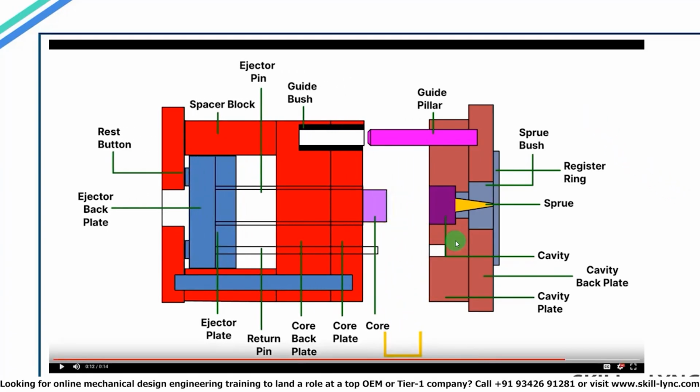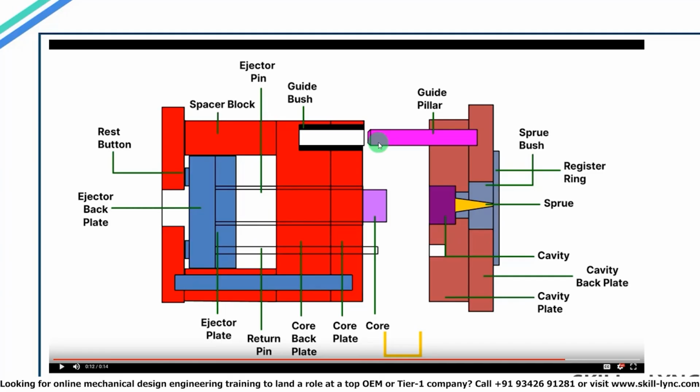On the right side, we can see the cavity plate and the cavity back plate. The diagram which you are looking at now is called the two-plate mold. In the two-plate mold, the cavity plate is fixed. So the right side of the system you see is fixed and only the left side, the core side of the system moves. On top of the cavity plate, you can see the guide pillars. Guide pillars are used for aligning the core and the cavity.